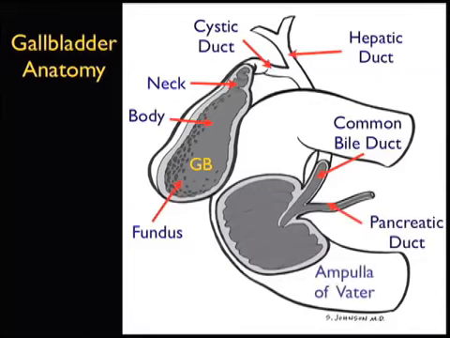The confluence of the cystic duct and hepatic duct forms the common bile duct, and stones lodged within this area can cause choledocholithiasis. We also see the pancreatic duct joining the common bile duct and draining into the duodenum at the second part of the duodenum, located at the ampulla of Vater. Stones that may lodge here can cause gallstone pancreatitis.